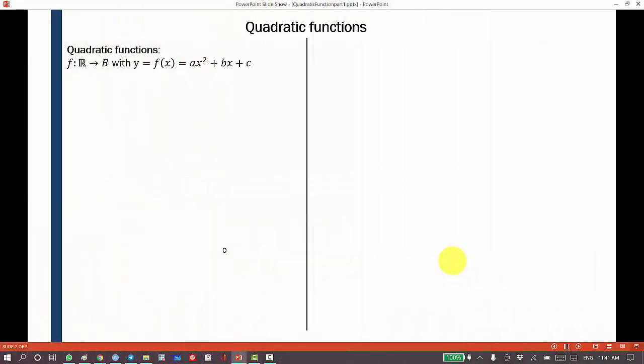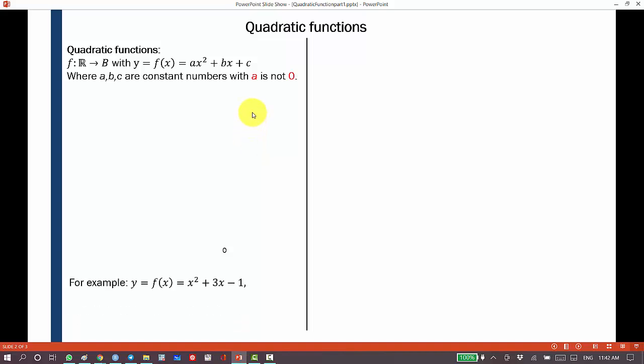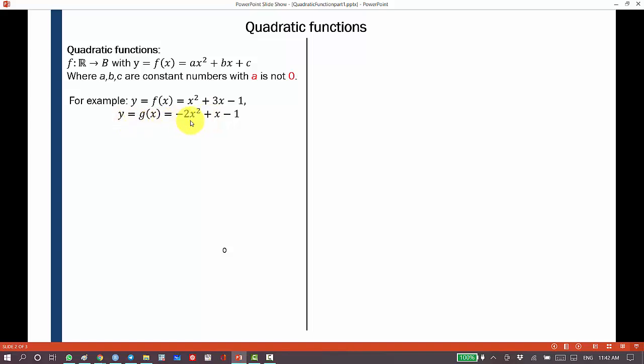A quadratic function f, which is defined from the set of real numbers to another set b, is a function with equation y = f(x) = ax² + bx + c, where a, b, c are constant numbers with a not equal to 0. That is, a is either positive or negative. For example, y = x² + 3x − 1, or y = −2x² + x − 1. The parent function for all quadratic functions is y = x².